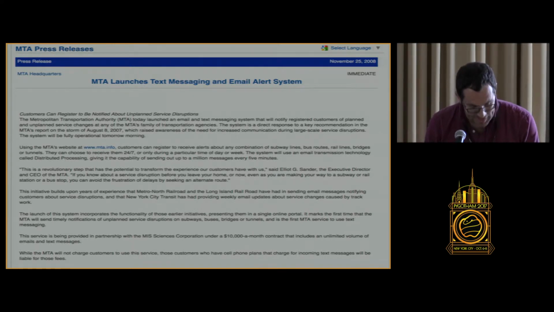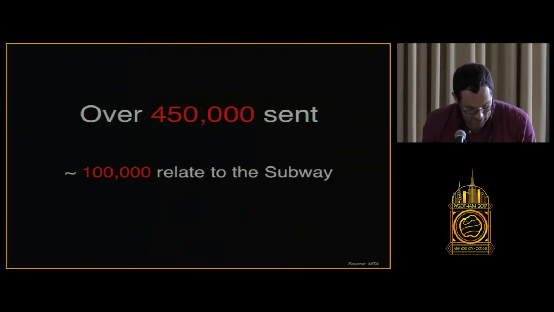The great thing about the system is the volume of data that's there. Over the last 9 years, there have been over 450,000 alerts, and they're crawlable if you poke around on the website long enough. Over 100,000 of them are related to subways. Slightly more are related to buses and the Long Island Railroad, which, as far as I can tell, are less reliable systems than the subway.